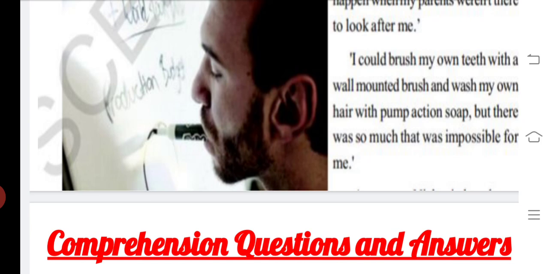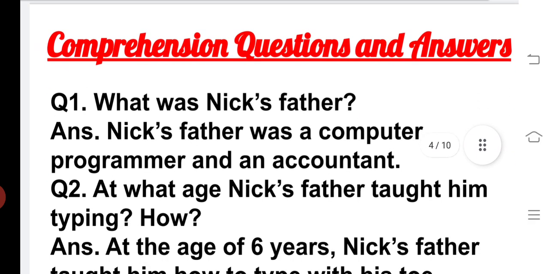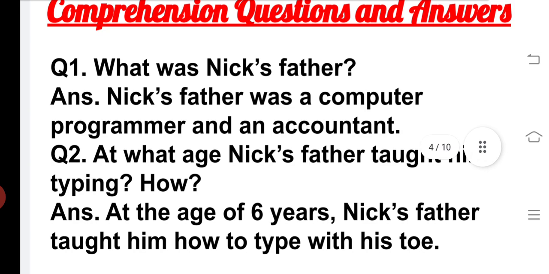Nick was saying that some of the things in my life I can do, but most of the things are there which I cannot do by myself. Okay, so we'll stop here, and we'll discuss some of the questions based upon this passage. These are comprehension questions and answers.